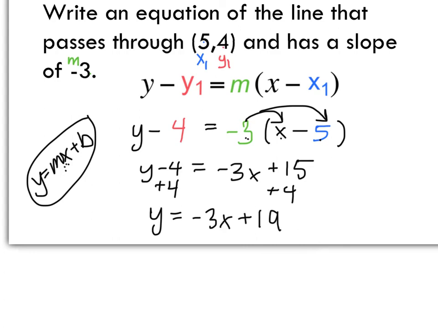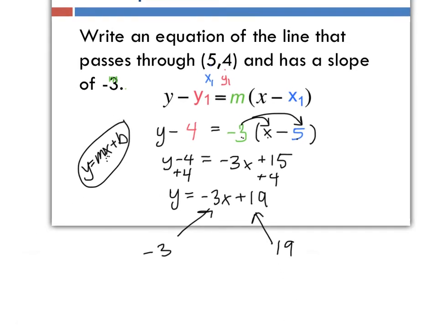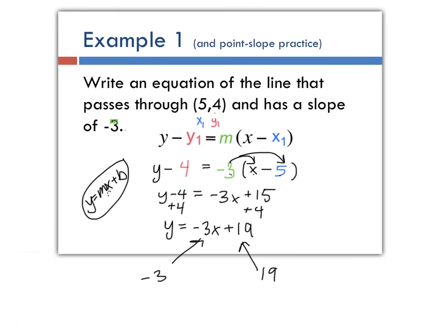Now this is really cool. What's your slope? Slope is still -3. What's your y-intercept? Y-intercept is 19. So let me zoom out of everything. So an example, to write an equation of the line that passes through 5, 4 and has a slope of -3. Remember, 1, you write down the skeleton of the point-slope formula. 2, you plug everything in. And 3, you keep solving, and then you simplify it into slope-intercept form.